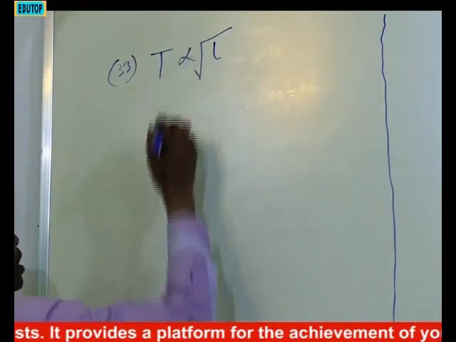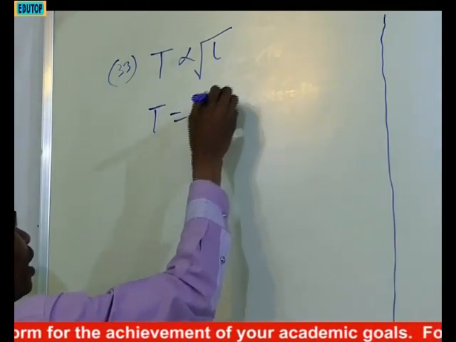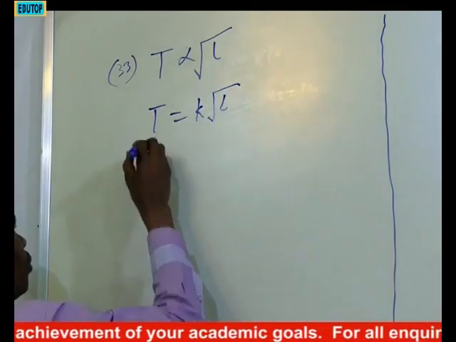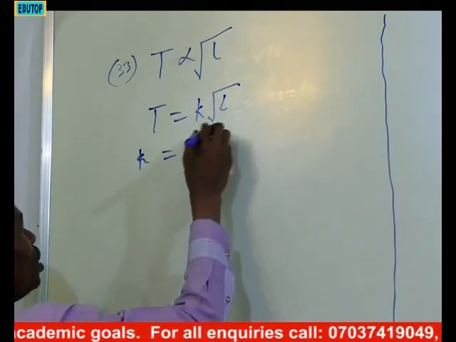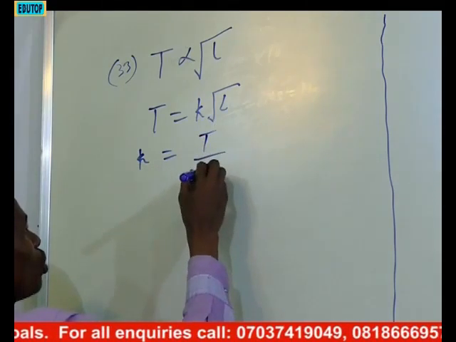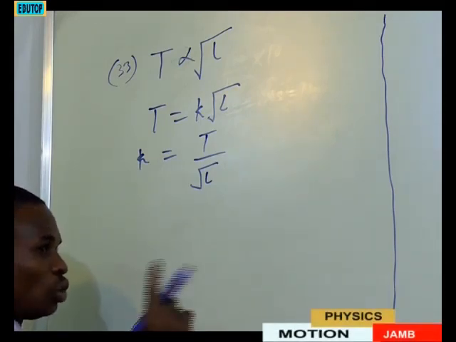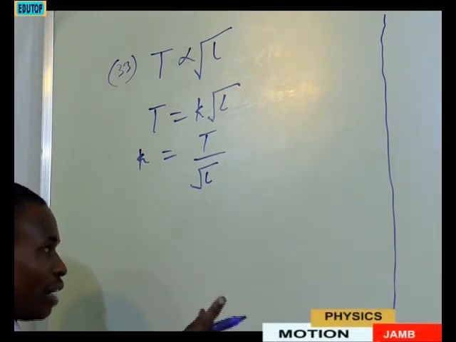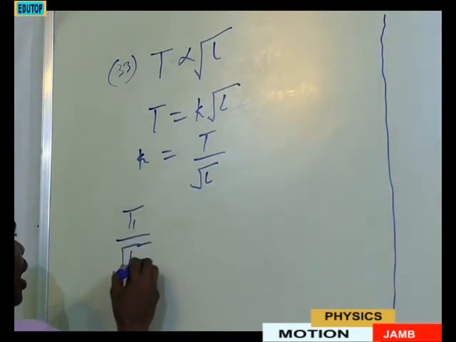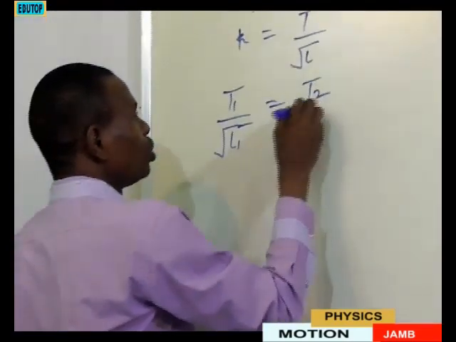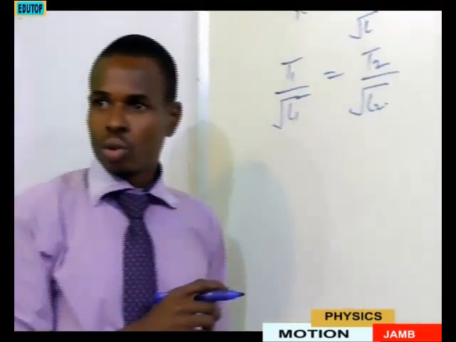If we remove this sign of proportionality, we are going to have K. Then make K the subject of the formula. We are going to have T over the square root of the length. But in this case, we are trying to compare two different pendulums together. So we are going to have T1, L1, T2, L2.